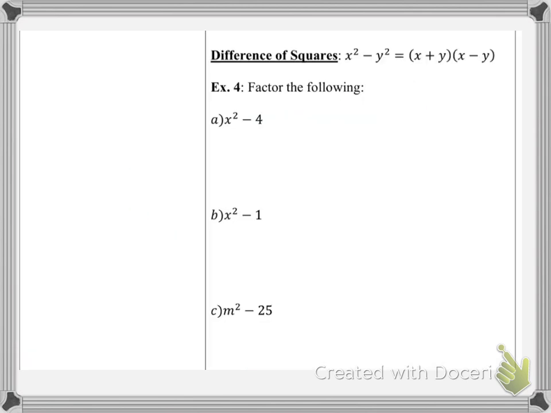Okay, now this is what's called difference of squares. And with difference of squares, note that it needs to be in the square form, x squared minus y squared. When you get it in that form, then the way it factors is just the quantity x plus y times the quantity x minus y.